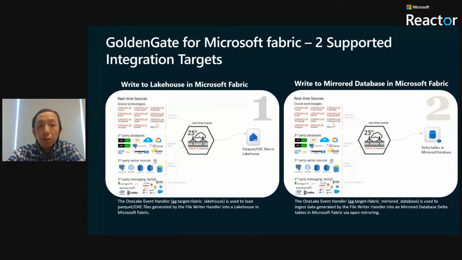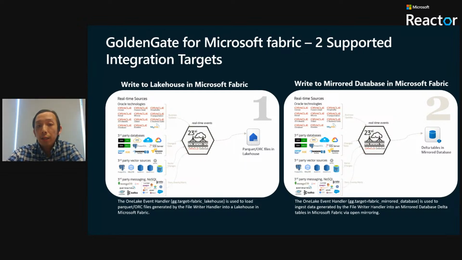For GoldenGate to target Microsoft Fabric, it supports two types of targets. The first type is to write to a Fabric Lakehouse directly. Basically, Lakehouse is just a folder structure in OneLake. So GoldenGate can write the data from the source database into Parquet or ORC file formats stored in the Lakehouse, and it can keep those files updated with the latest changes from the source database.